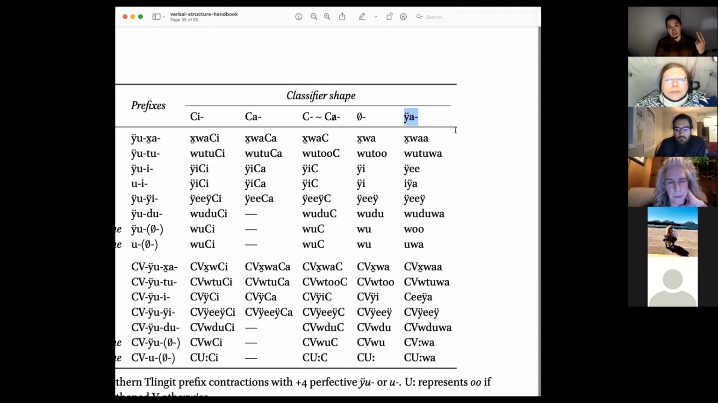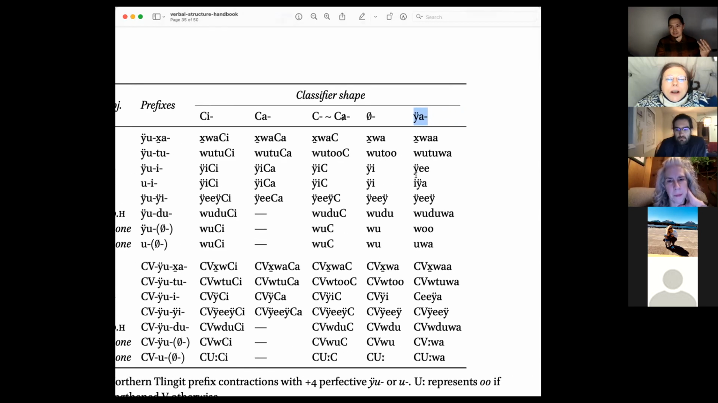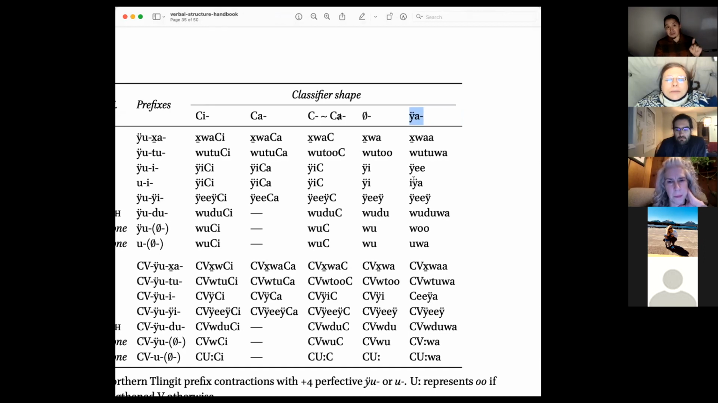Wutu cha, we ate it. Yicha, oops, it's going to be iyacha. Iyacha, you ate it. Yicha, y'all ate it. Wuduacha, it was eaten. Uwacha, they ate it.